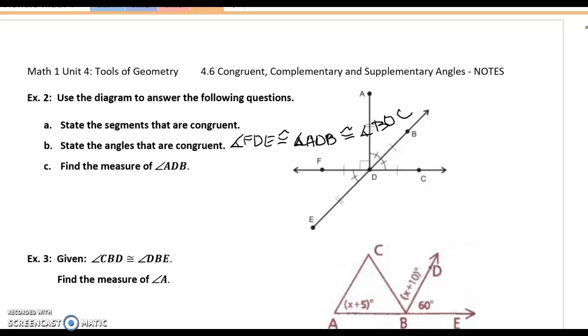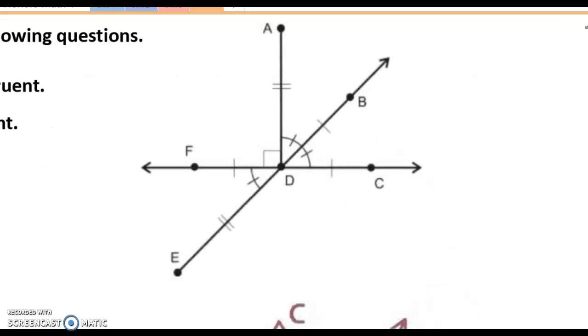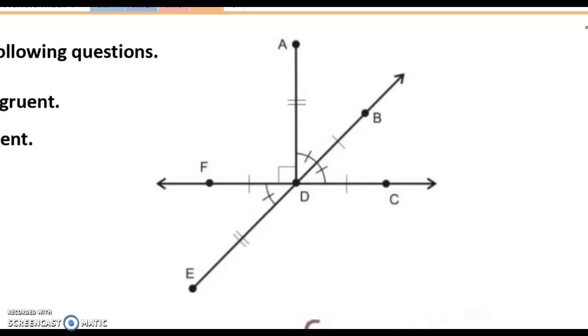Part C is asking us to find the measure of angle ADB. Well, if we look closely at angle ADB, we notice that that angle is one of the ones that's marked up congruent. So we need to see if we can figure out a way to solve that measurement.